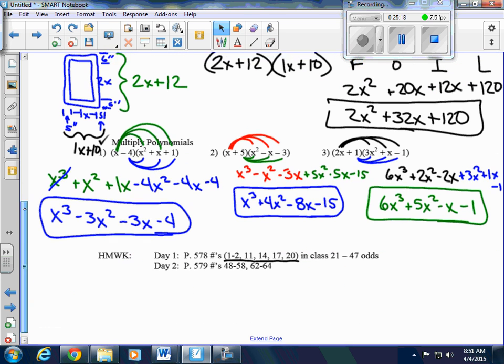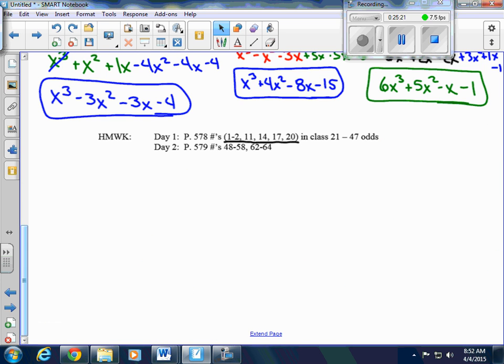So today on your assignment, we're going to be working mostly on multiplying two expressions that are not both binomials. So if you look at the day 2 assignment on page 579, we're going to be talking about a couple of word problems, and then we're going to also be multiplying binomials times trinomials. So on page 579, your assignment is numbers 48 through 58, and then 62 through 64.